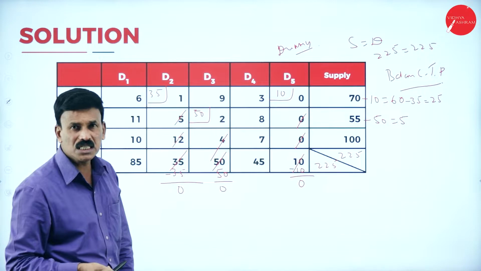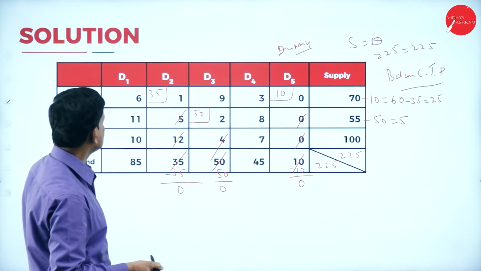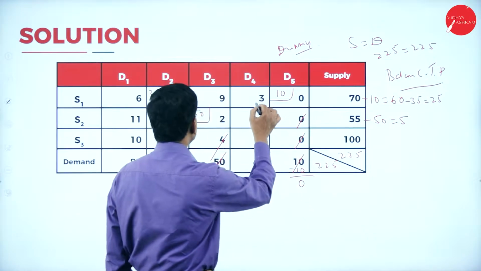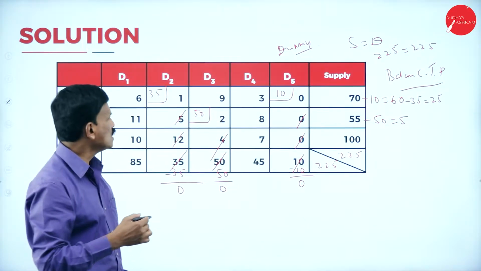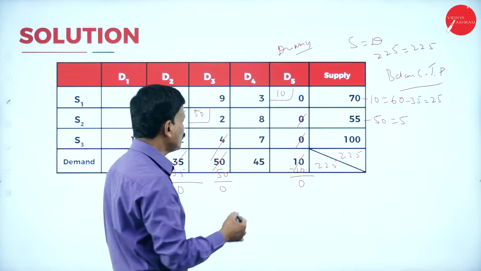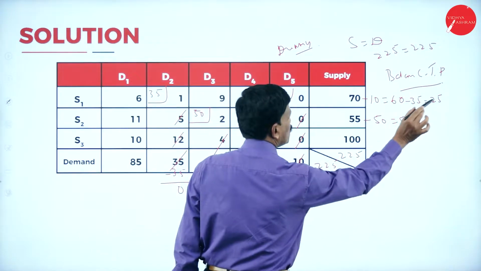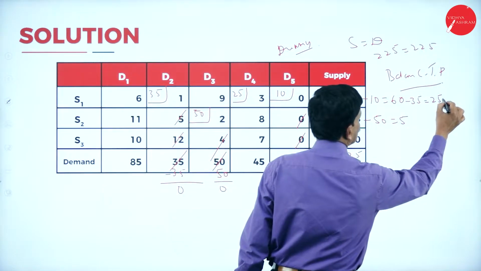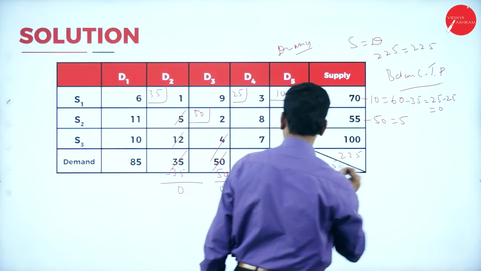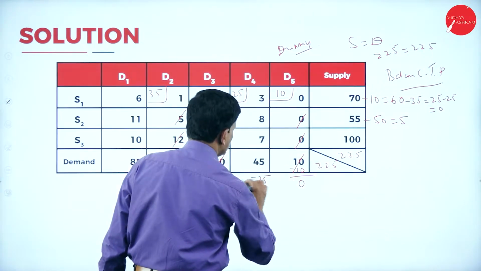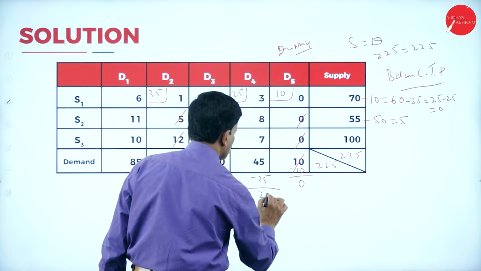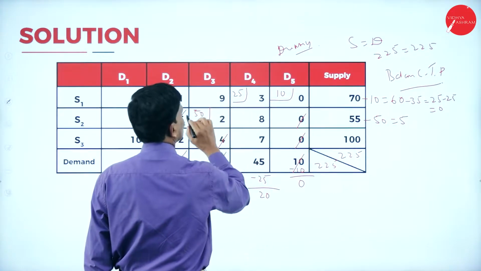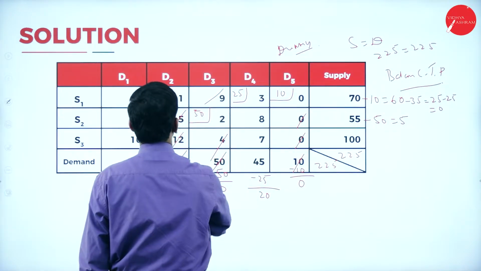Now identify the next least element. What is the next least element in the table? 3 is the next least element. For this, just identify the supply and the demand. The demand is 45 and the supply is equal to 25. The least value is 25. We can allocate 25 here. This becomes 0 and this becomes 25. 45 minus 25 is equal to 20. If all the values get cancelled here, we can cancel these values.